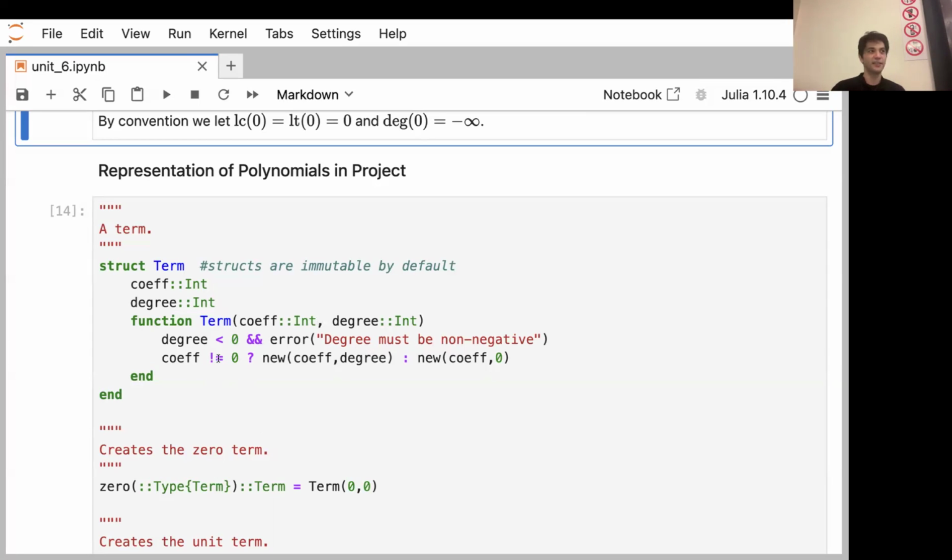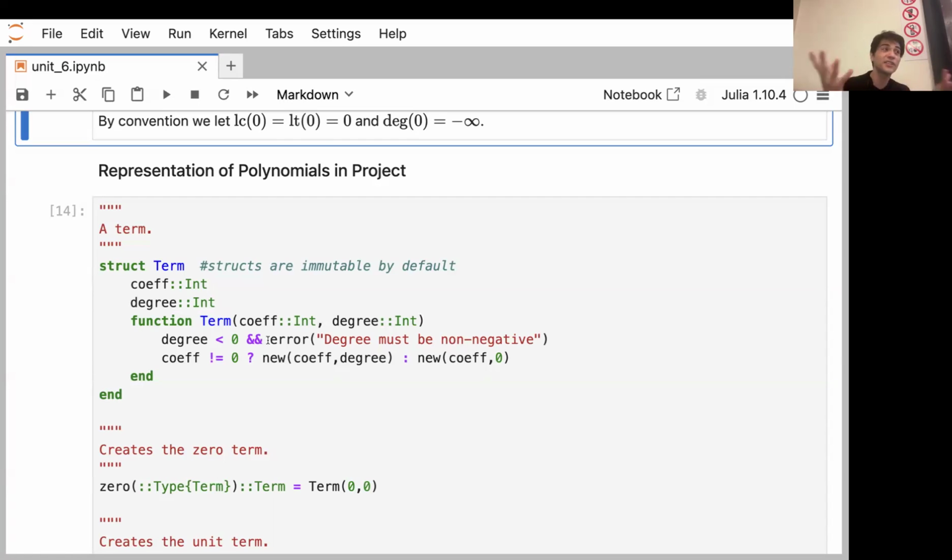If the degree is 0, or sorry, if the coefficient is 0, what does that mean? User is trying to construct a 0 term. Okay, but we need to make sure that we're going to construct the same 0 term each time. So let's just designate the 0 term as the term with 0 coefficient and 0 degree. Even though maybe we should put minus infinity degree there, but does Julia have minus? Probably. It would just be max int.